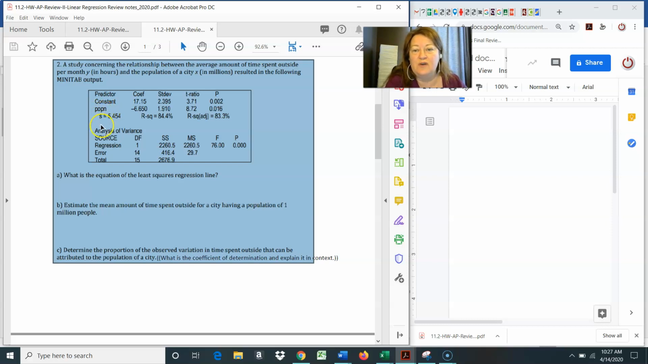This is the study concerning the relationship between the average amount of time spent outside per month, in hours, and the population of a city X, in millions, which results in the following Minitab output. Part A: what is the equation of the least squares regression line? Over on this side, I'm going to type A, and ask, what is the equation of a least squares regression line?